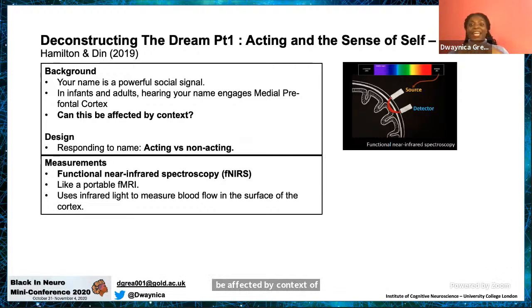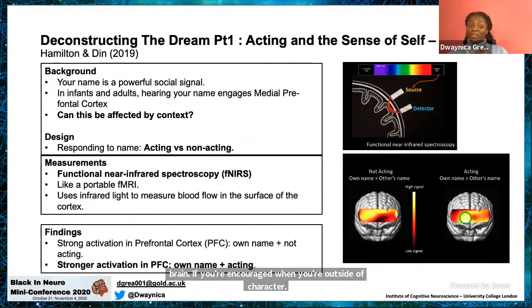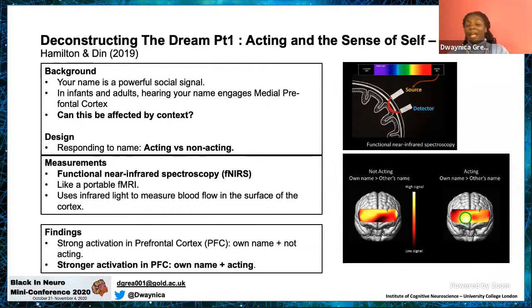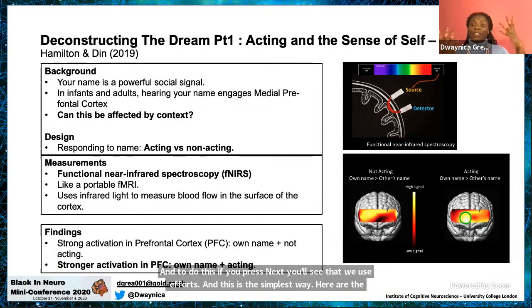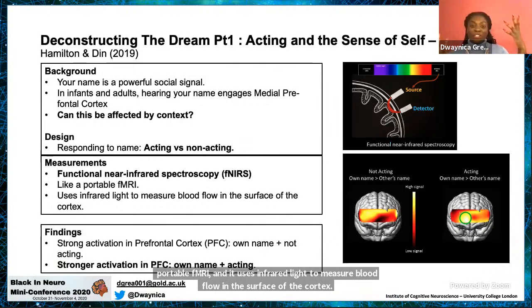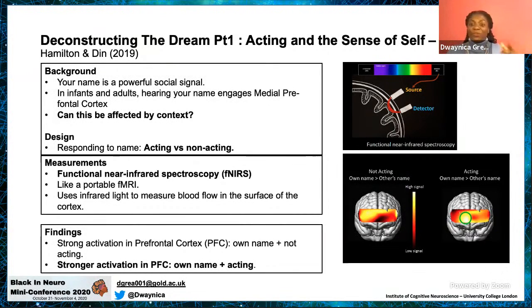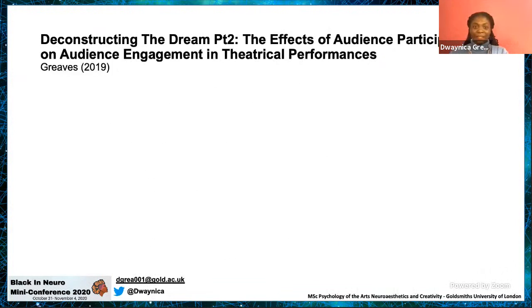And if you press next, you'll see that we found there was strong activation in the prefrontal cortex when you heard your own name when you were acting, but there was actually stronger activation when you heard your own name when you were not acting. Maybe this could be because when you are acting, you're using more higher functions, you're mentalizing a bit more. Or maybe it could be because when you hear your name, you snap out of your character and you're grounding in yourself.